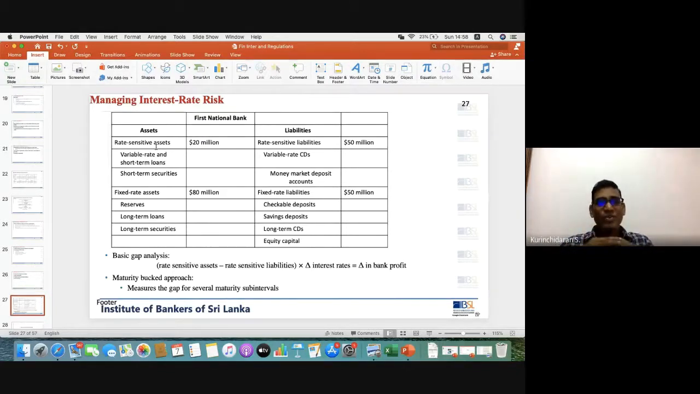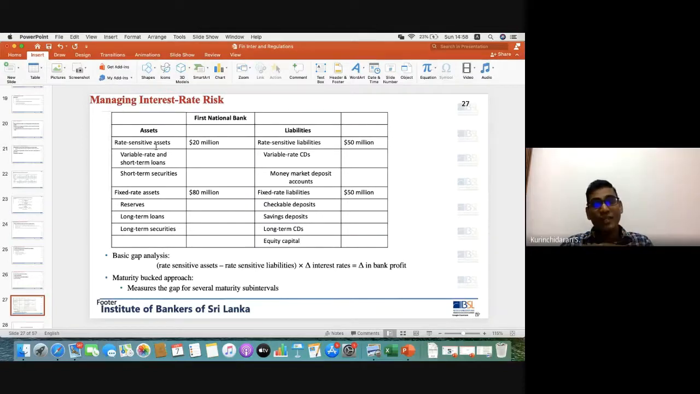And value also you can remember, like we discussed under interest rate analysis: when the interest rate changes, what will happen to the value of the portfolio, the value of a security. When the interest rate increases, the value of the security will come down, so you're going to lose.